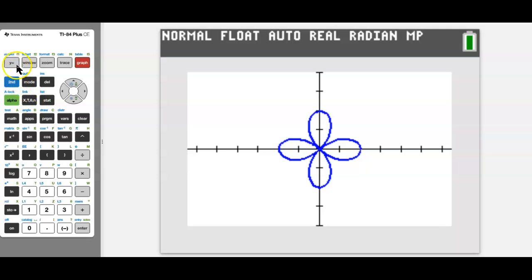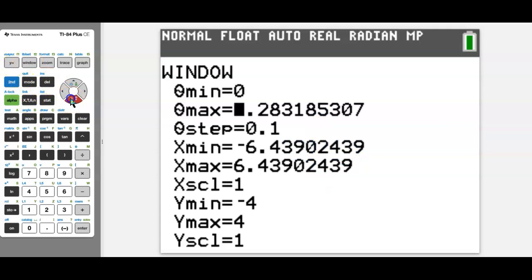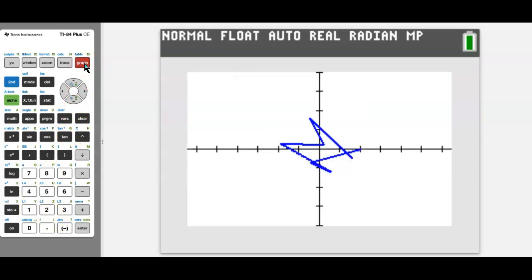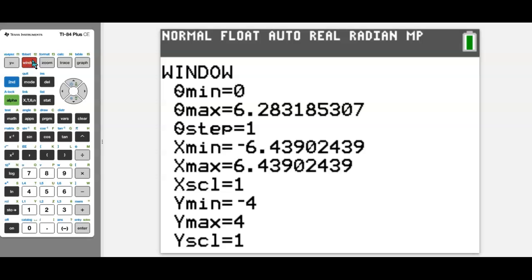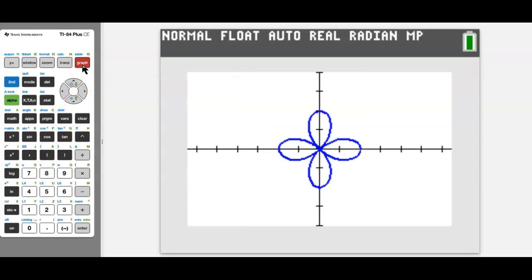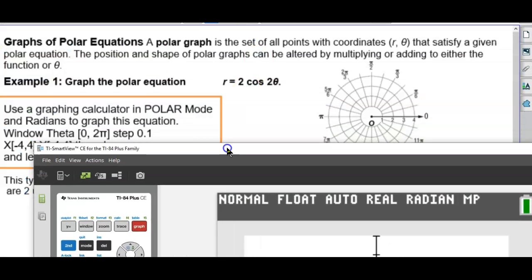Now I want to show you a couple things. If you go to window and change this step to like 1, it only measures every 1 and then it connects them in a straight line. Isn't that crazy? So instead of putting in 1/10, 2/10, 3/10, 4/10 and calculating them out, it's only calculating every 1. So you don't want to leave the step. You've got to make the step small, but not too small or it'll take forever to calculate. All right. So that's a nice smooth 4-petaled rose.